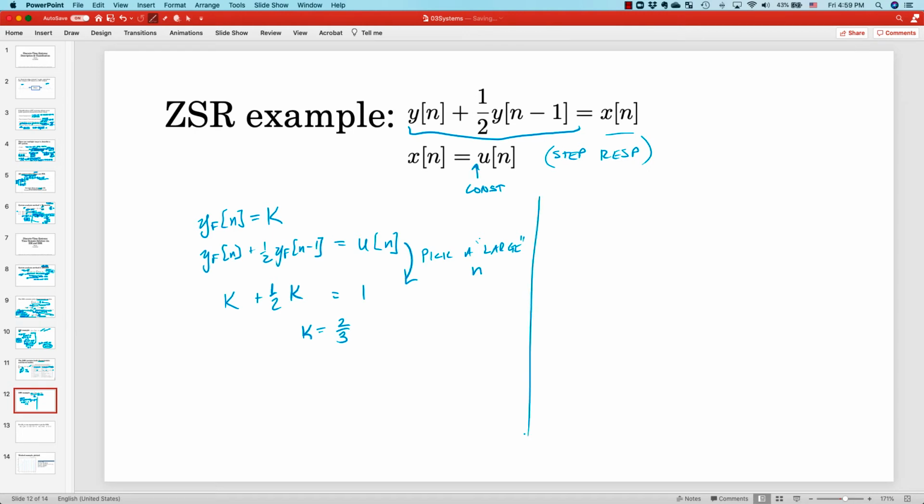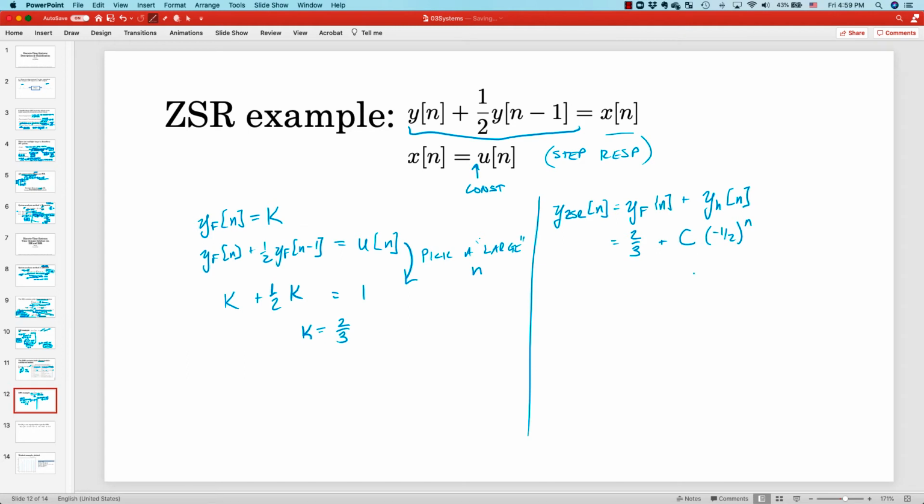So in addition to the forced mode, we need the correct amount of homogeneous response. So the ZSR here is going to be the sum of the forced mode that we just found with some amount of characteristic mode. Okay, so this is 2/3, and the homogeneous response has the same form as the previous slide, but with a possibly different scaling factor, c.